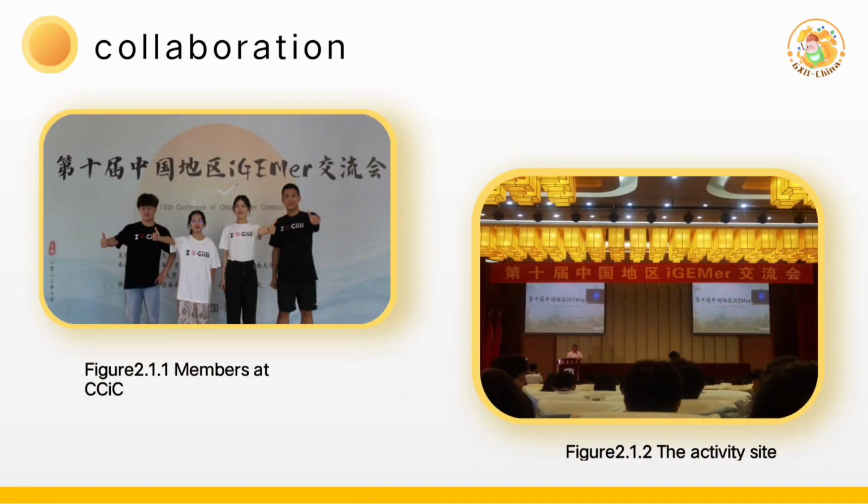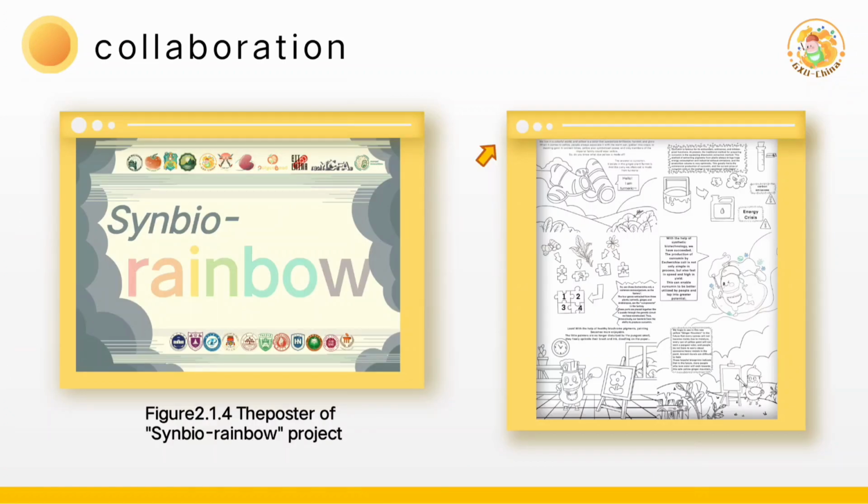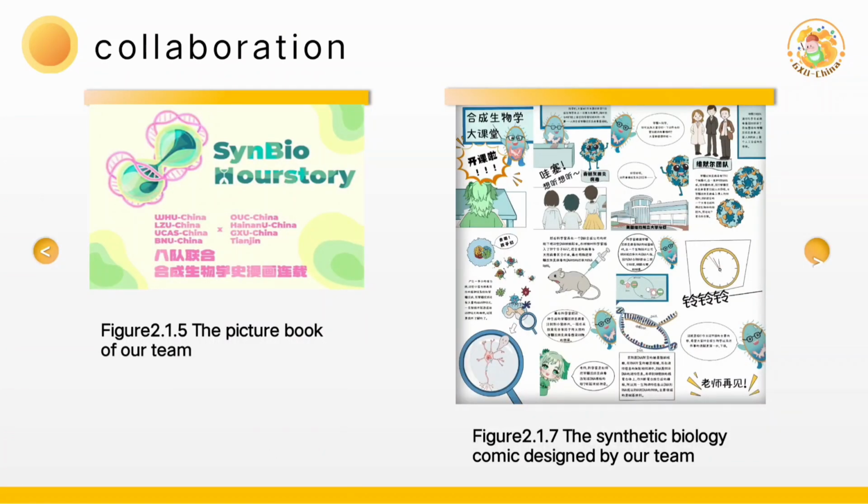Next is the collaboration part. First, we have learned a lot from the 10th CCIC conference. We and other 7 iGEM teams nationwide have finally reached an agreement to hold Sing by Rainbow for Children and Sing by Our Story. The 8 iGEM teams draw a series of synthetic biology comics and brochures in different areas.